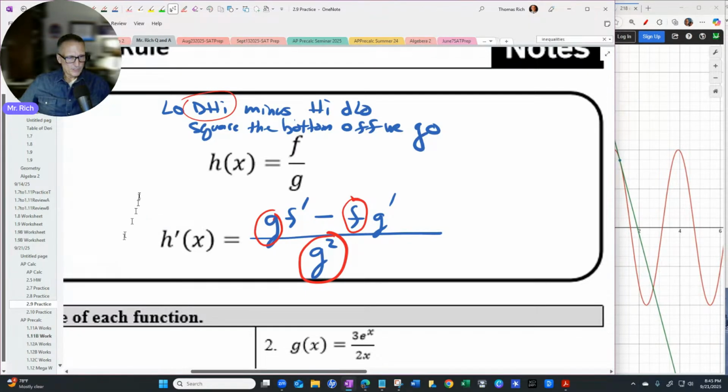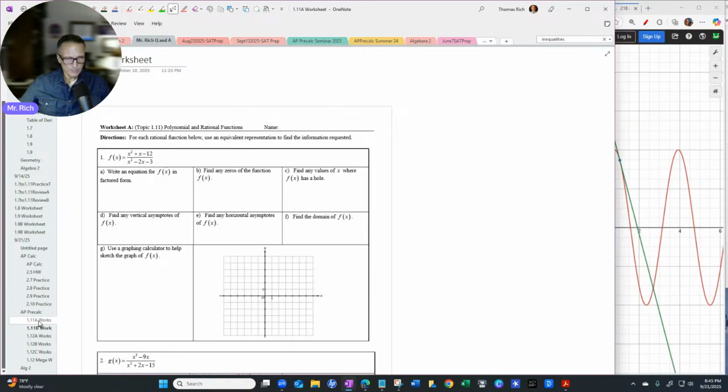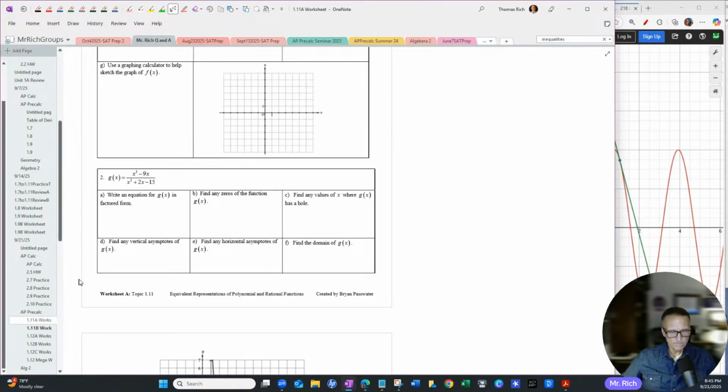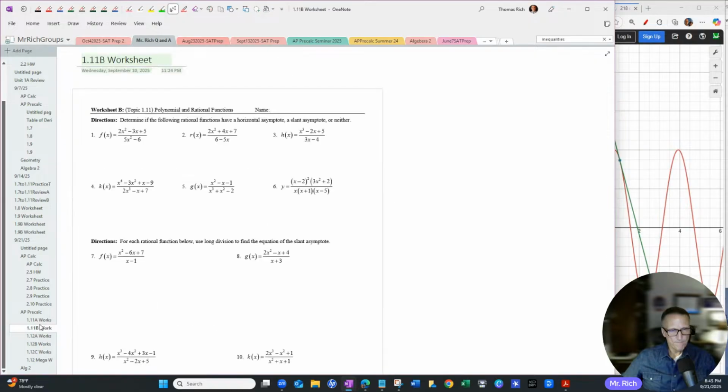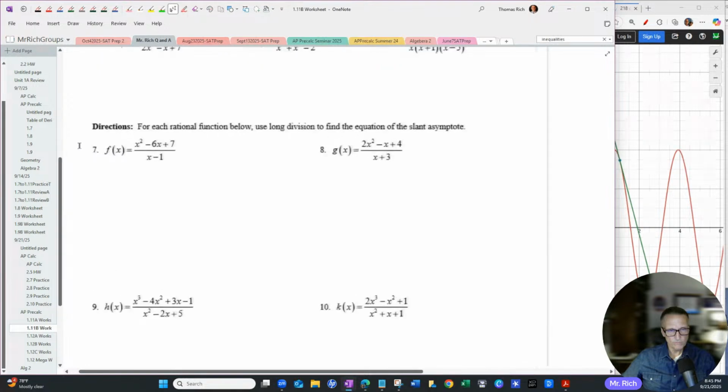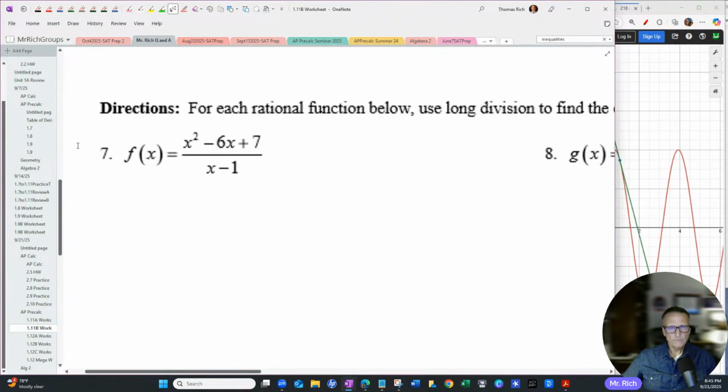All right, let's transition over to pre-calc. And we're going to do a little bit in 1.11. I want to first talk about slant asymptotes. How do you find equations of slant asymptotes?